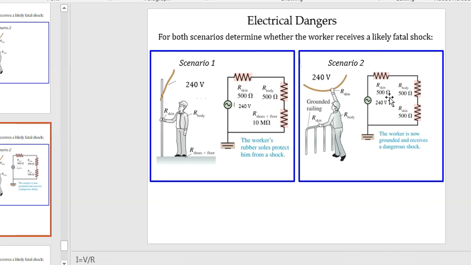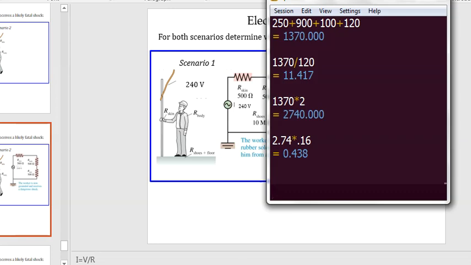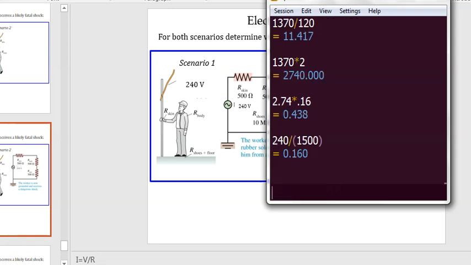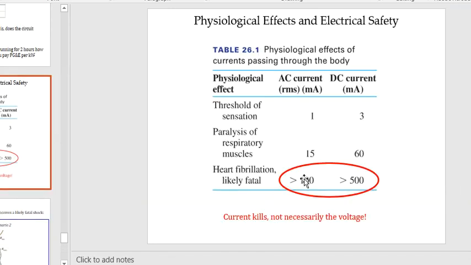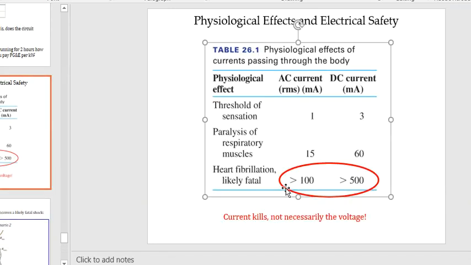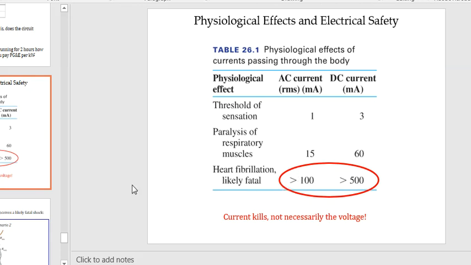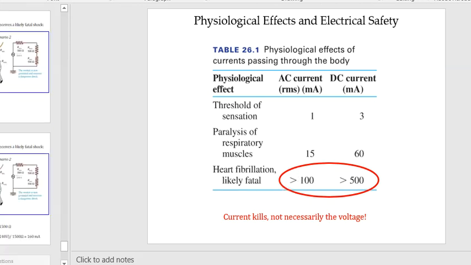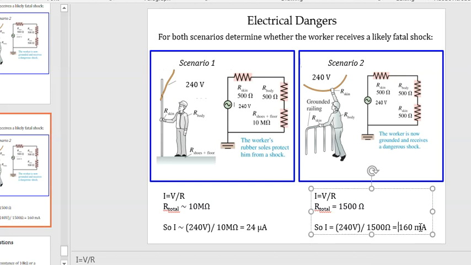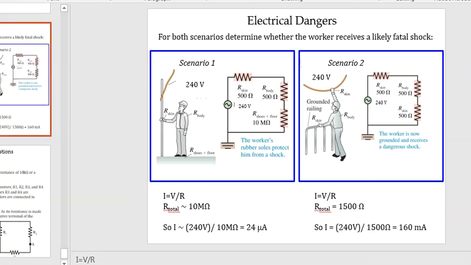So if you look at these resistances here, this is only 1.5 kiloohms for 240 volts. And so we can say that current is equal to voltage, 240, divided by resistance, which is 1500. And you can see here now that we have 0.16 amps. Well, that's 160 milliamps, and that's definitely more than the fatal effect for heart fibrillation. So that's a very serious situation here, 160 milliamps, compared with this situation where we only see 240 microamps.